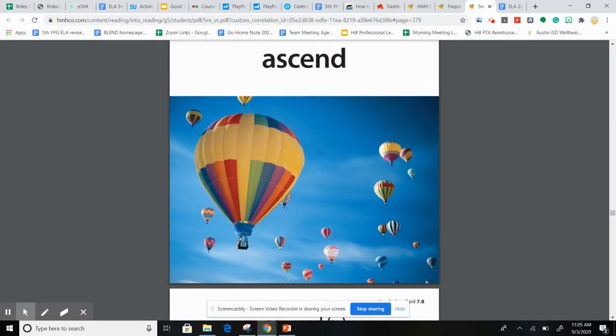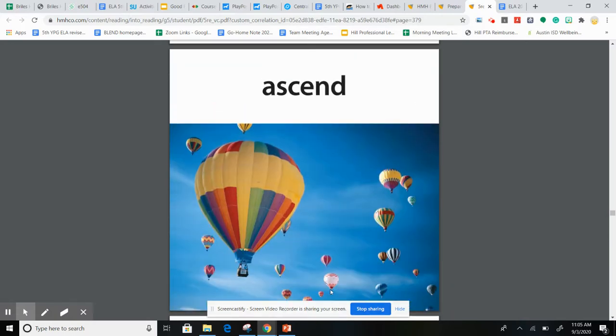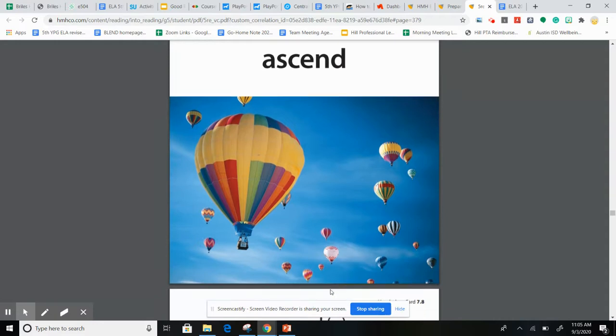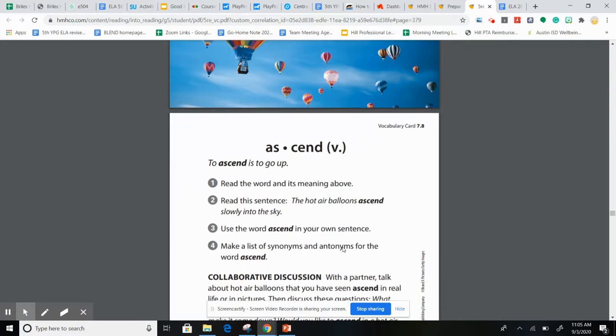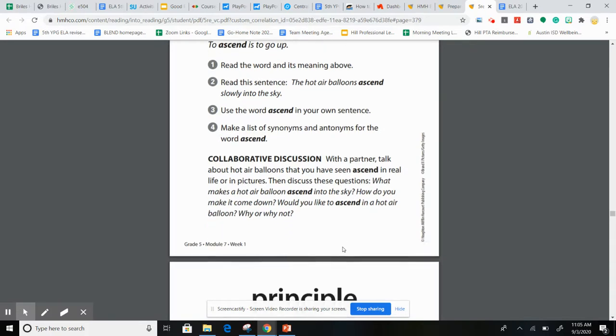Then we get to ascend. Ascend is going up, just like the picture. Is to go up. I hope you all have the chance, by the way, to go to a hot air balloon festival. They are so cool.